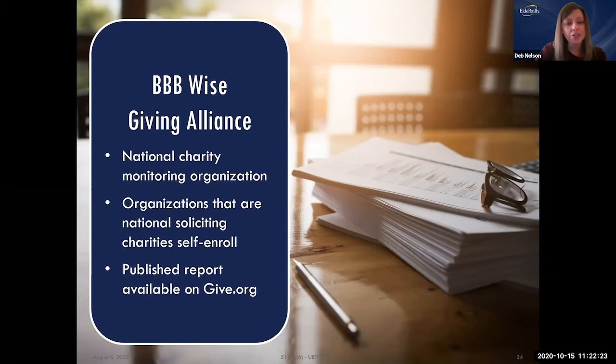So any national soliciting charity can do that self-enrollment. If you solicit more on a regional basis, you won't qualify for the national evaluation, but nearly half of the local BBBs in the US have a local charity review program, so you could look to them to see if you can be evaluated at that level. And again, it's a simple enrollment process. You complete an online questionnaire, they'll evaluate you, and then they publish a report on give.org.